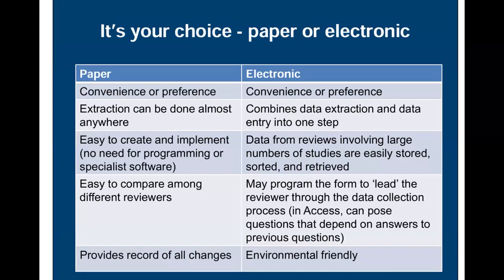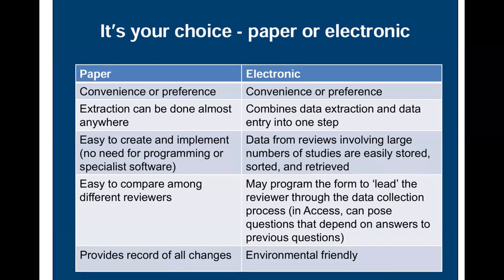So next slide. It can be paper or it can be electronic. Paper is a matter of convenience or preference. Extraction can be done almost everywhere. It is easy to create and implement, easy to compare among different reviewers, and provides a record of all changes.